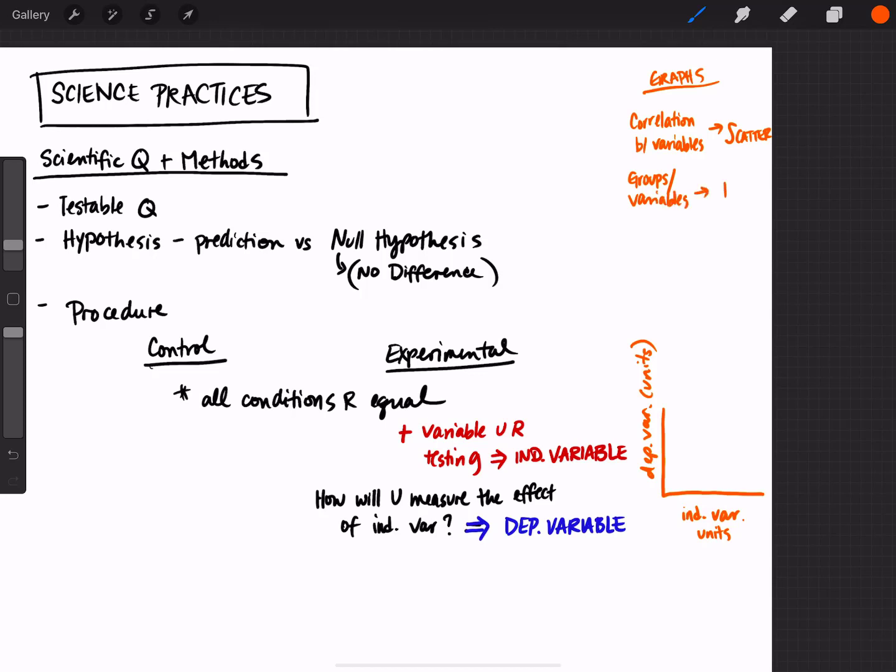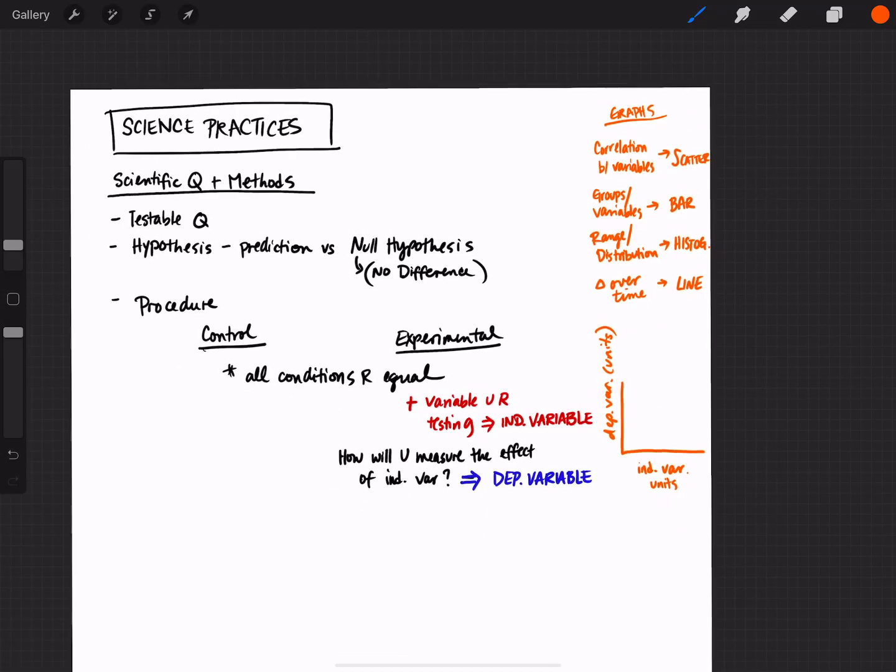When you are comparing groups or different variables, for example, you're testing different types of fertilizers, you will then use a bar graph. Remember to keep space between your bars. Anytime you're representing a range or distribution within a population, remember that's a histogram, and the bars are attached. There's no spaces. Histogram. A lot of times we'll be looking at change over time where time is on the x-axis. In that case, you can use a line graph.